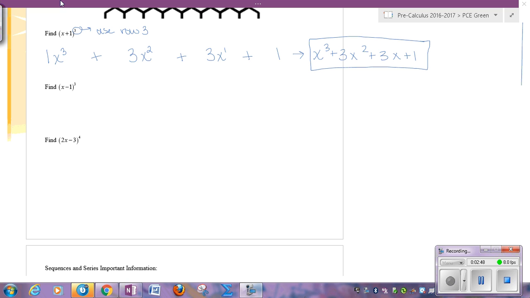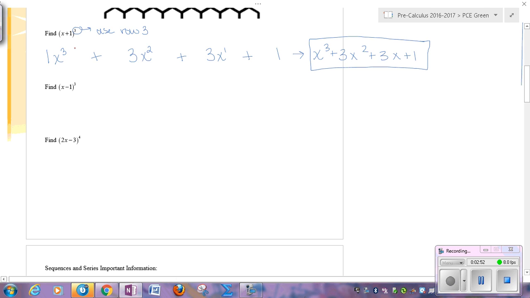Now as we take a look at the subtraction of your binomial, the only thing that's going to change here is you're going to alternate signs in your expression. So this is going to be a positive x to the 3rd, a negative 3x squared, a positive 3x, and a negative 1. All that negative does is have you alternate the signs of your expansion.